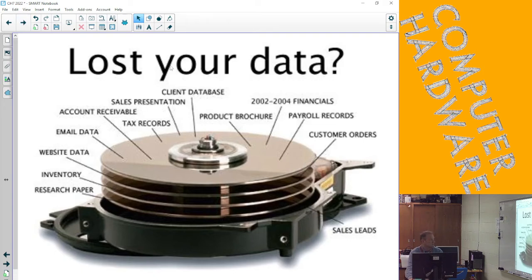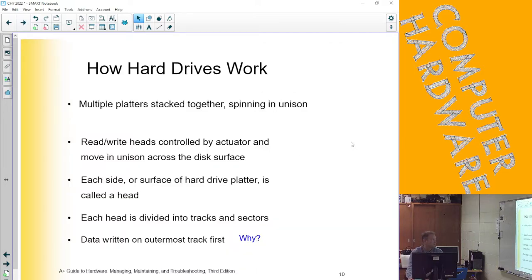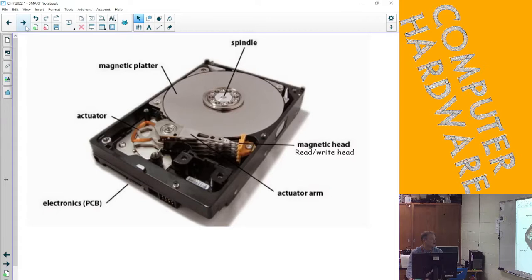So this is just a picture of what, your data is all over the drives. Could be anywhere. There's nothing that says the drive information is any one particular place. Hard drives spin together. The read-write heads are controlled by an arm that moves together. It reads from each side of the surface. I'm going to show you pictures of this. And the disk is divided into tracks and sectors. So what does that mean?